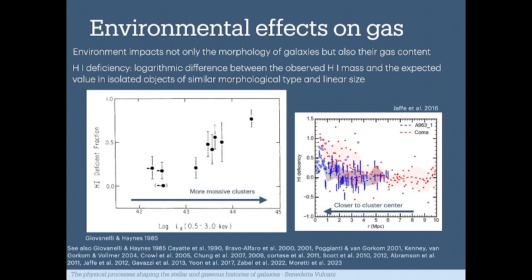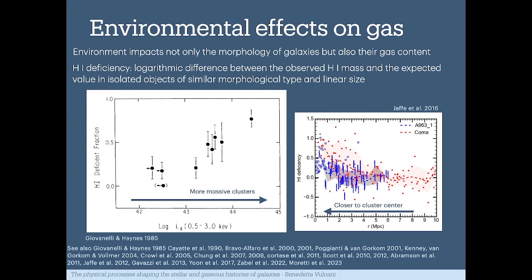So indeed, clusters affect the gas content. Unfortunately, it's not always easy to have information on the gas content. So what we can do is study the star formation rates and star formation histories, which are really linked to the amount of gas which is available. Indeed, each process that affects the gas content also affects the star formation rate.